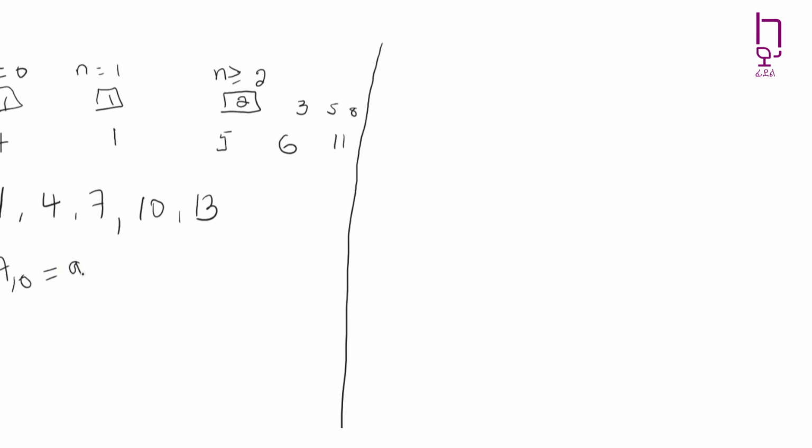The first term plus (n minus 1) times the common difference. So the first term is 1 plus, n is 10, minus 1, times the common difference which is 3. So that is 1 plus 9 times 3, which is 27. So this becomes 28. So the answer comes out like this.